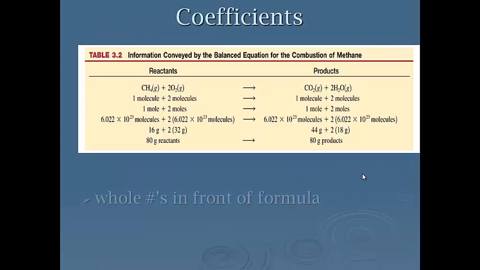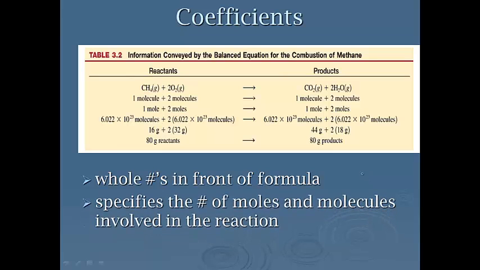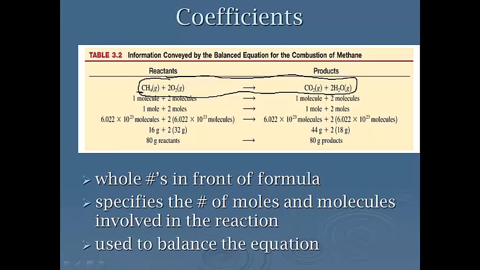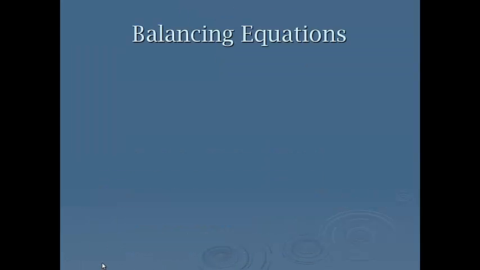Okay. Now again, for coefficients, these are the whole numbers out in front of the molecules. They specify the number of molecules or moles in a reaction. So again, here is the combustion of methane. Methane essentially has a coefficient of 1, so that means there's 1 molecule. You've got 2 for oxygen, 1 molecule of carbon dioxide, and 2 molecules of water. And again, we use that to balance the equation.